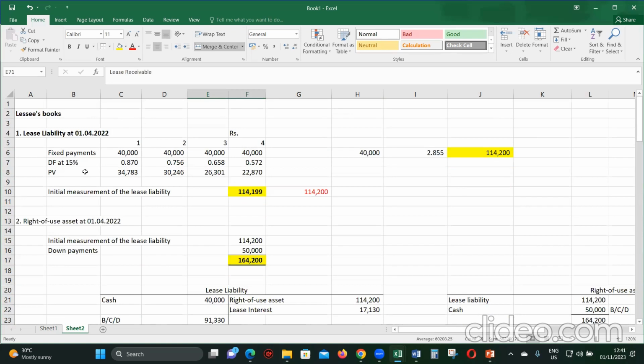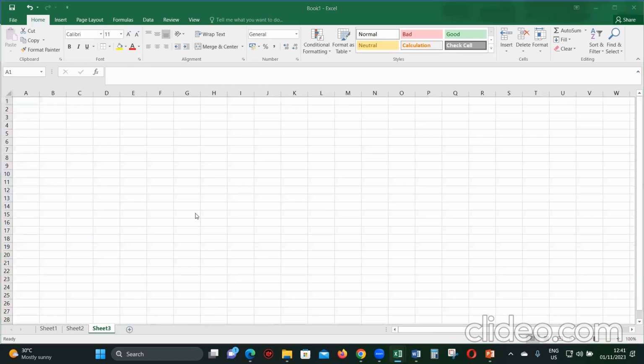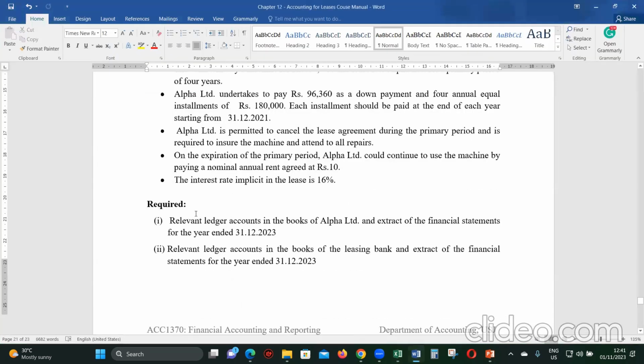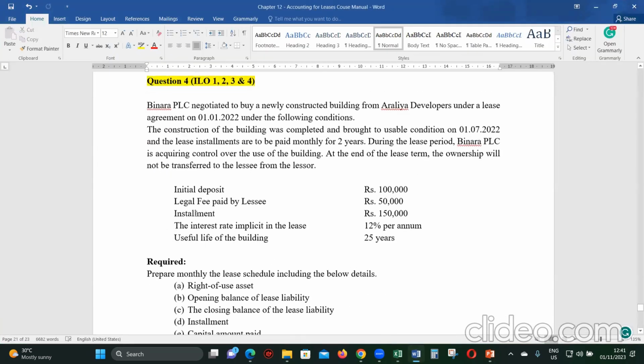Lessee's books and lessor's books. Right. Now that is the end of question 2, shall we quickly check this one as well? This is an easy one. Question number 4. Read that quickly.